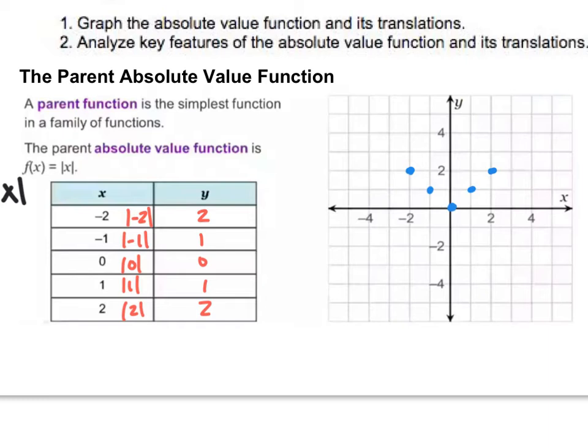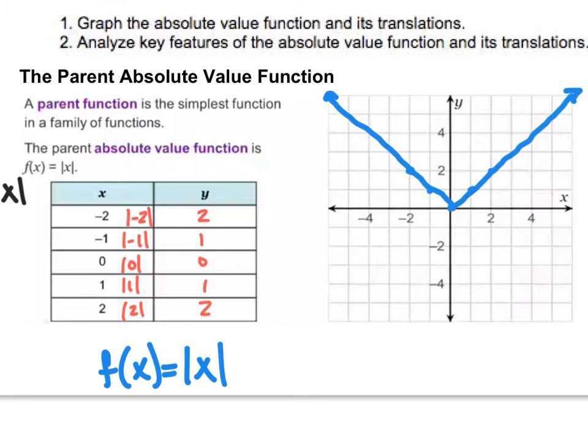Let me redraw that so it fits all the points. And that's what you get. This is the simplest graph, so an absolute value graph is just going to have a V-shape like this, but we can also define f of x equals the absolute value of x in another way.